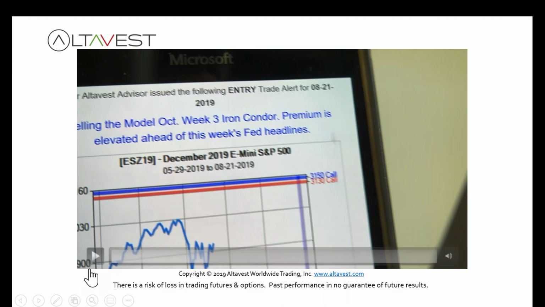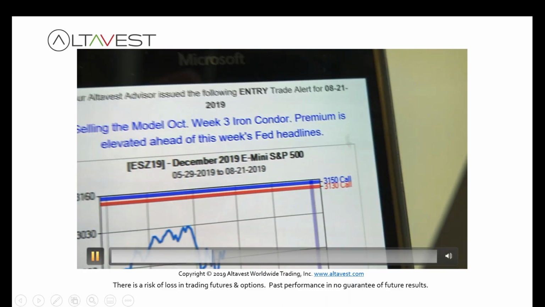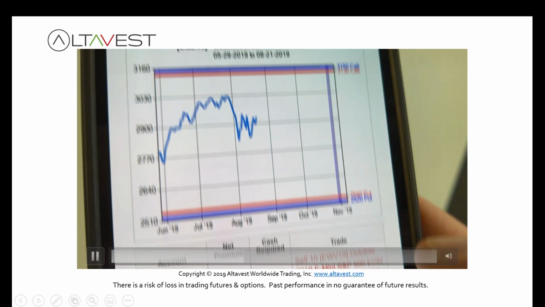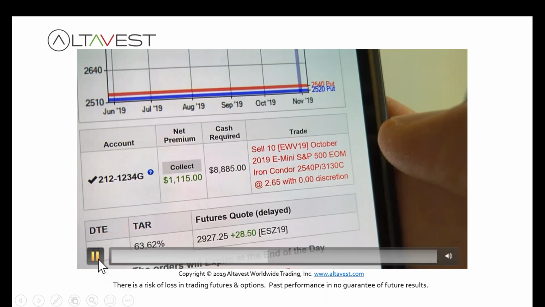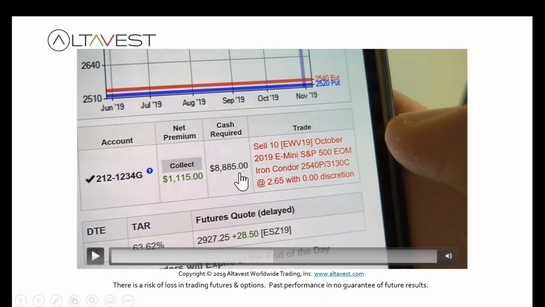You get a description of the trade, you get a graph. You'll see the premium collected, the cash required. Notice this here, selling 10. Okay, this is pre-sized for your account. You don't have to change a thing. The trade comes to you already pre-sized for your account, and it's not going to be a redundant trade.